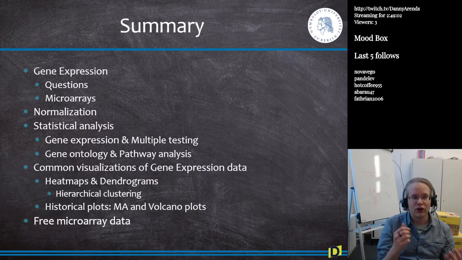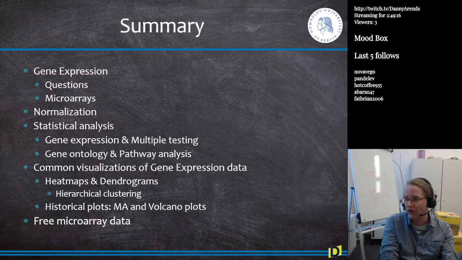Besides that, we talked about statistical analysis, right? If you are doing tens or hundreds of thousands of statistical tests, you run the risk of multiple testing issues, which means that you are calling genes differentially expressed while they're actually not, just because you did so many tests. I told you about gene ontology.